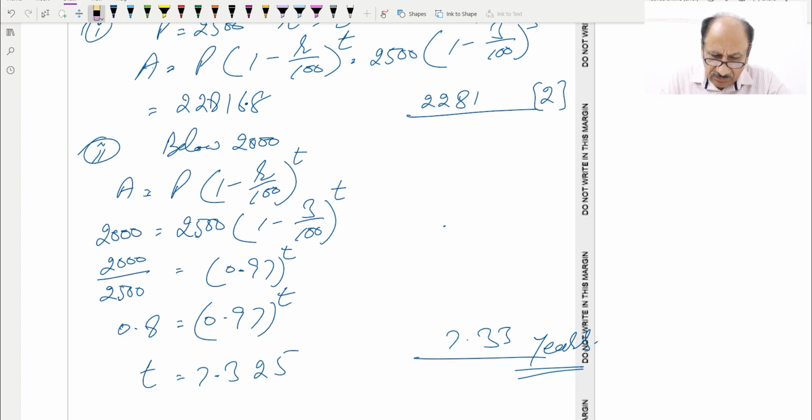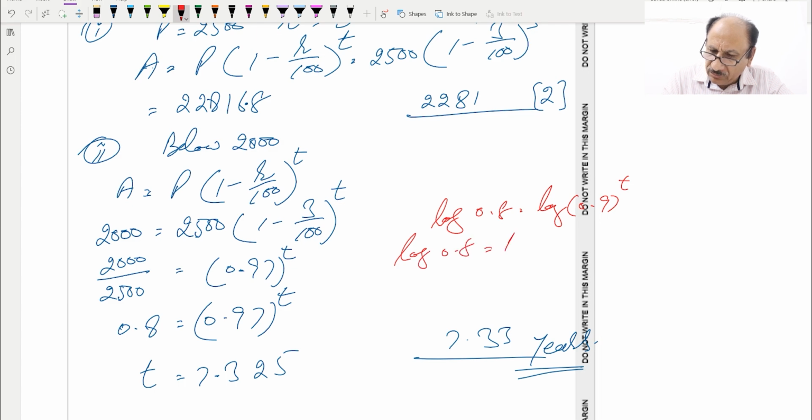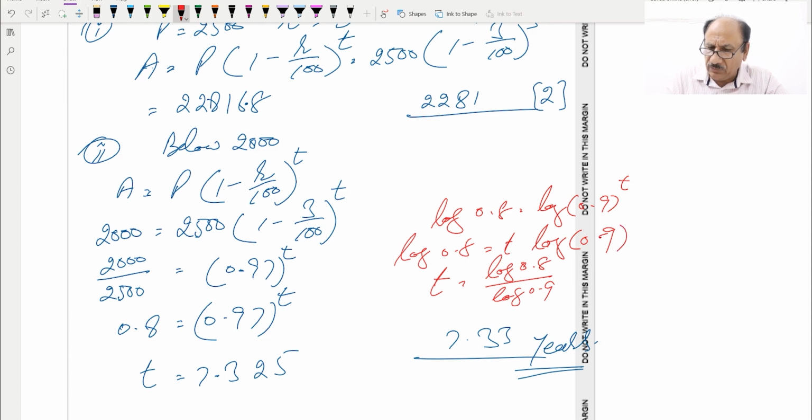If you want the log method, you can do it with log also. For example, log of 0.8 will be equal to log of 0.97 raised to t, and we can write log of 0.8 is equal to t log of 0.97, and t will be equal to log of 0.8 over log of 0.97. And if you find this value of log, it will be the same as 7.33. Hopefully you can understand this.